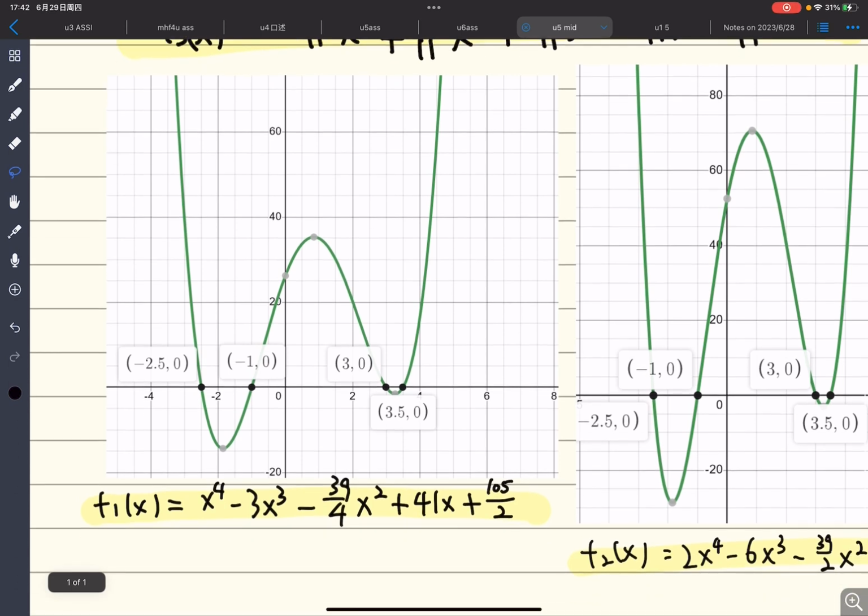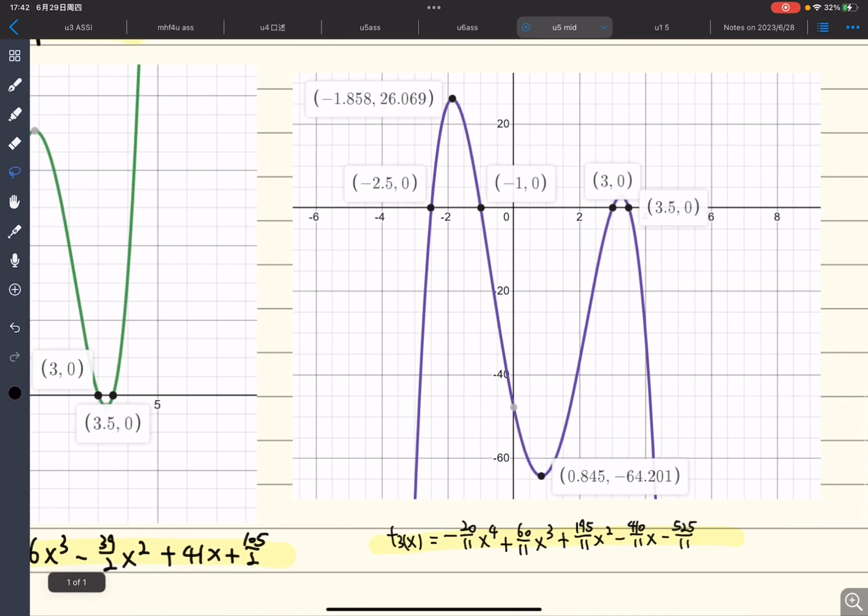Now let's talk about question C. We need to sketch a graph. I use decimals to help me. As we can see, this is the graph of f1(x), f2(x), and f3(x). And I point out each point on the x-axis.